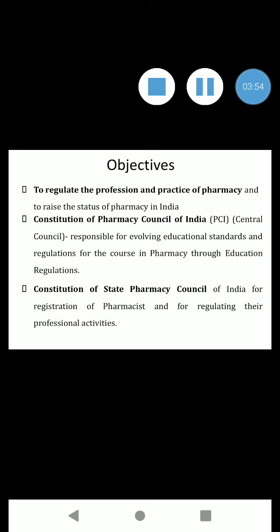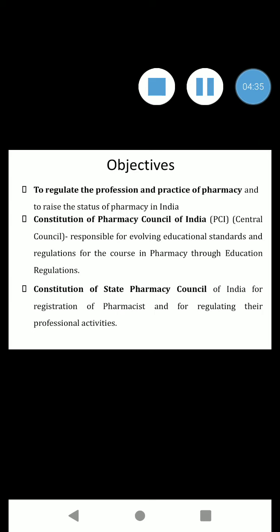Then this Act provides for the constitution of the PCI, SPC and JPC. PCI means Pharmacy Council of India, SPC means State Pharmacy Council, and JPC means Joint State Pharmacy Council. The next object is that the Pharmacy Council of India and the State Pharmacy Council maintain the register, and this register consists of the name and address of the registered pharmacist.